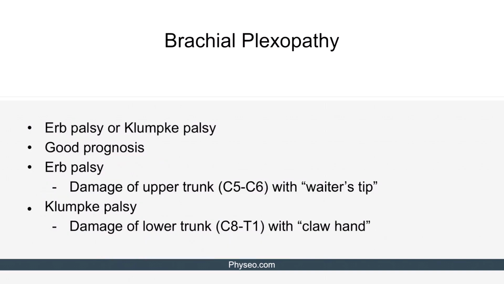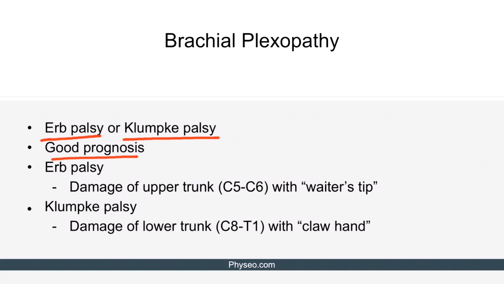Let's discuss brachial plexopathy in more detail. There are two major types of brachial plexus lesions, Erb palsy and Klumpke palsy. Both of these conditions have a good prognosis if they occur as birth trauma. Most infants gradually regain the function of the affected upper extremity.